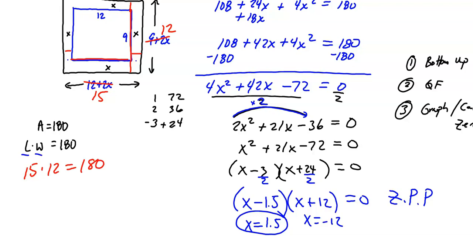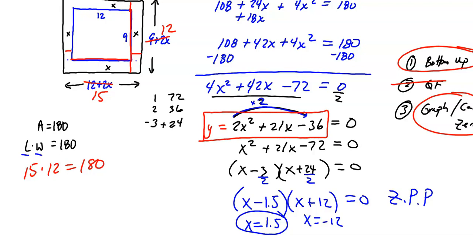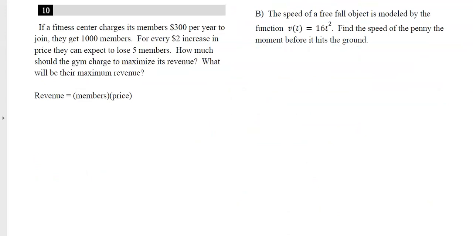I'm not going to show the quadratic formula way because it's just long and I don't want to drag you through that. You could graph it and find the zeros. You guys have done that several times. But I could just go y equals and graph that thing right there, solve for the 0, and I would also get a 1.5.